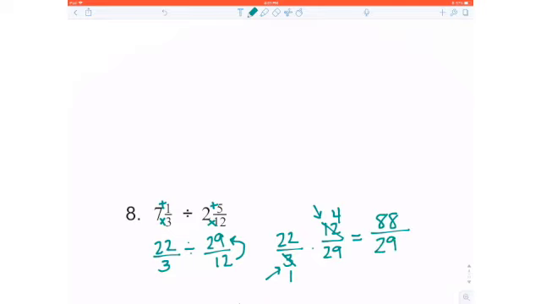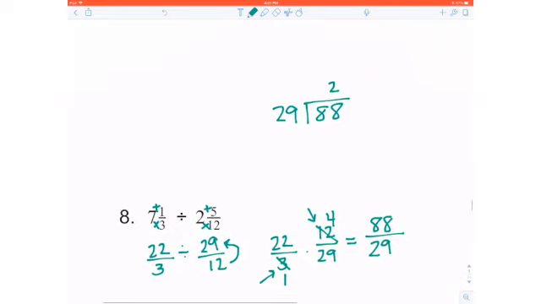So, can we simplify this? Well, we can't simplify by dividing the top and the bottom by the same number because 29 is a prime number, which means it can't be divided by any number other than 1 and itself. But we can simplify this by turning it into a mixed number. So let's do 29 into 88. Well, 29 goes into 88, I want to say twice.